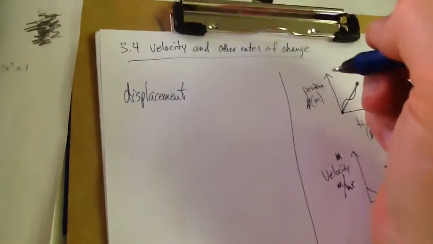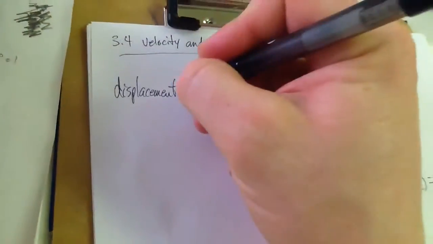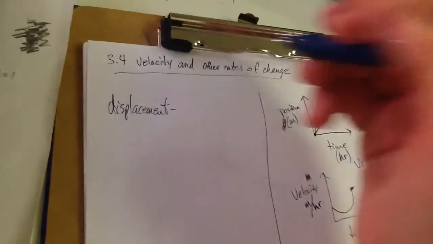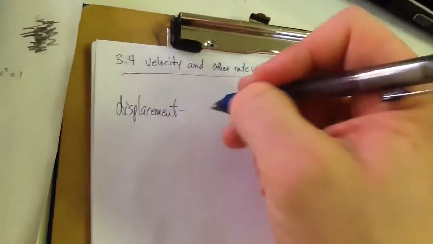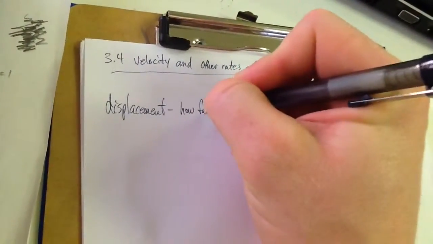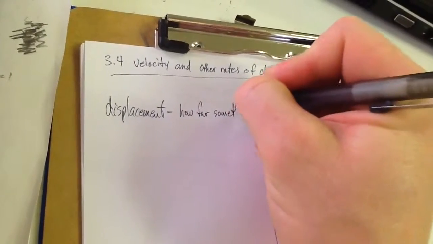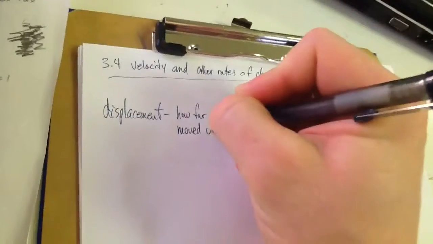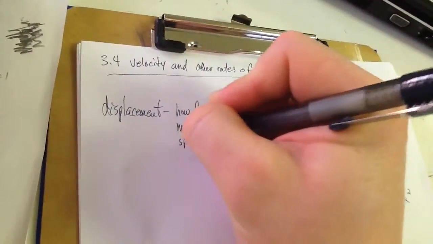So, you're going to have to know some words in this. Things like displacement. It has a few different meanings. In these problems, it's just the distance something has moved over a specified time interval. So how far you moved over a certain amount of time. So how far something moved over a specified interval. Does that make sense?